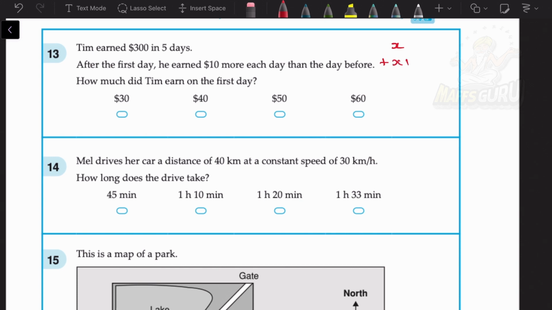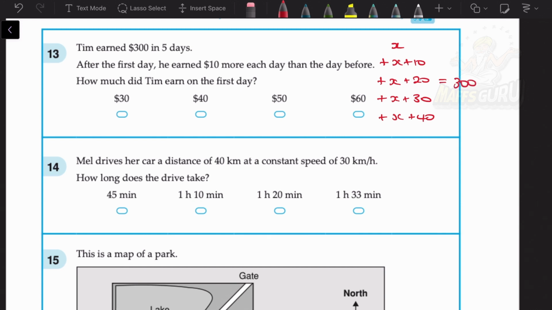The next day he gets X plus 10. The next day he earns X plus 20, then X plus 30, and then X plus 40, all right? So basically each day he's getting $10 more than the day before. Right, so that's going to be the easiest way to do that. And that's got to be equal to 300.